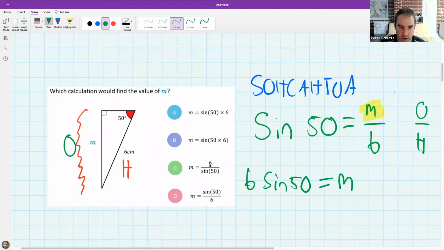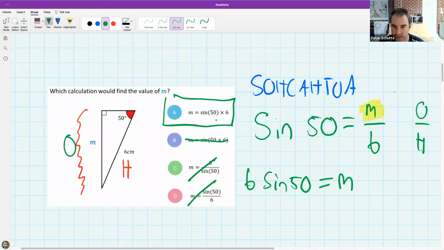So which of these options have that? Well, it's definitely not C. It's definitely not D. In B, the 6 is inside the angle, so that's wrong. And so the correct answer will be A. It's the sine of 50 times 6.